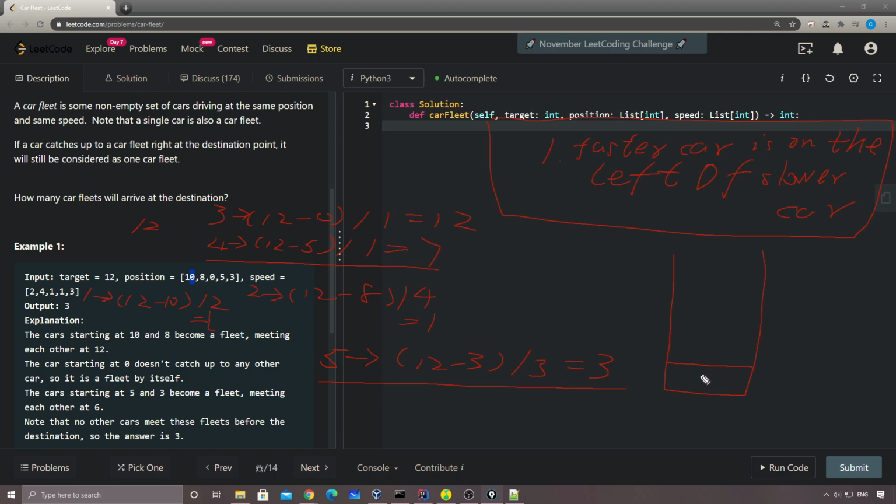If the arrival time is equal or smaller than the top one, then we can simply ignore that car, because we know that car will be merged with this car, right? And then in the end, the length of the stack will be our final answer.